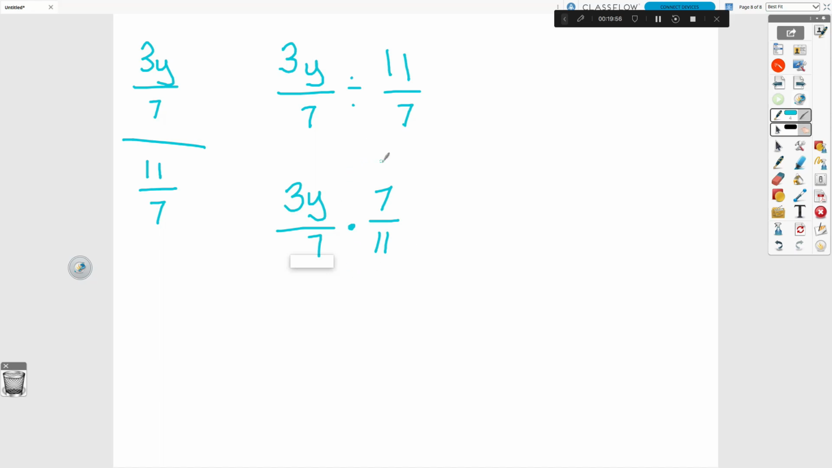What am I going to cancel? What am I canceling out? The 7s. Those would both become a 1. 3y times 1 is 3y, and 11 times 1 is 11. So 3y over 11 is my answer to that complex fraction problem.